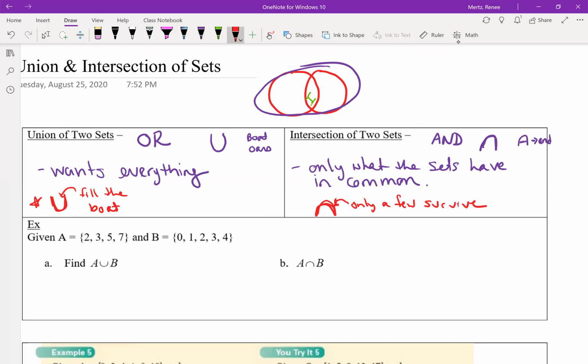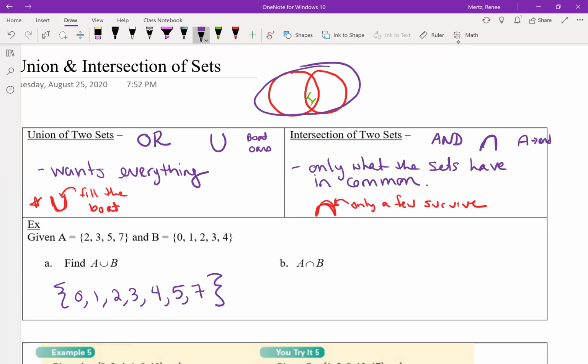So "or," when we're doing it with numbers, we list all of them. If it repeats, we just list it one time. In this, I like to go from smallest to largest. So the smallest number is 0, then 1, then 2, then 3, then 4, then 5, then 7. So that's all the elements of the set.